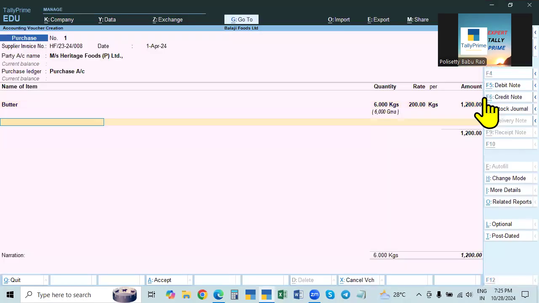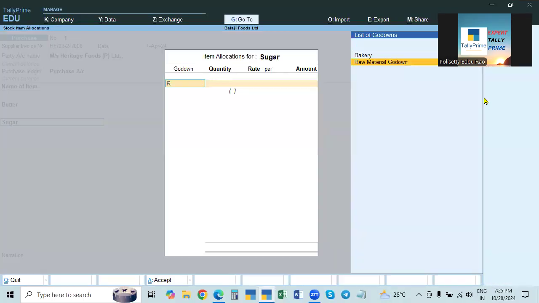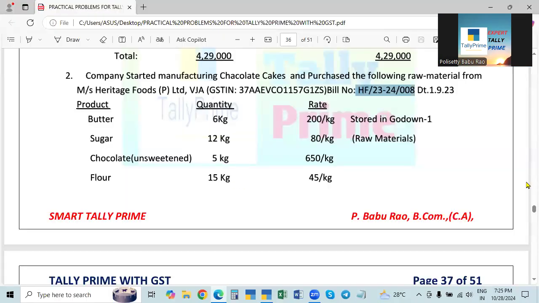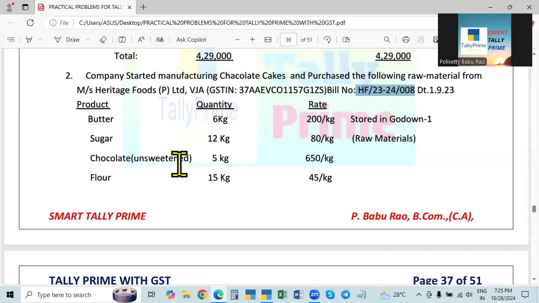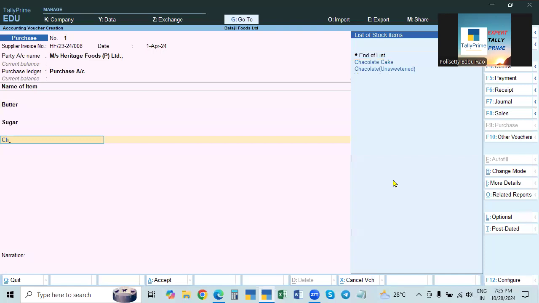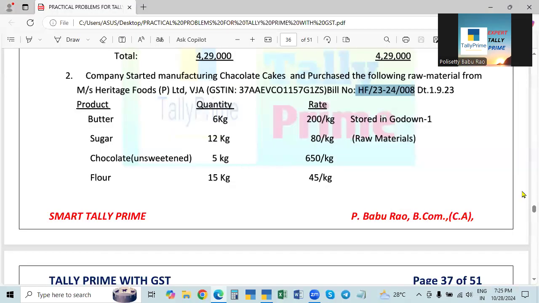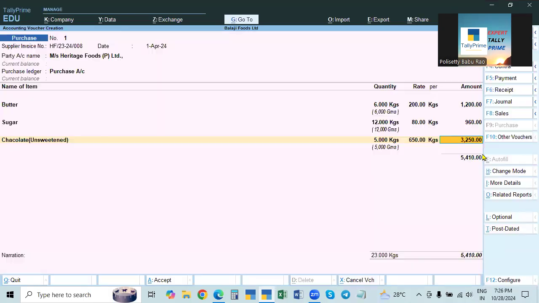Okay, next, the second one, sugar. If you take sugar, all are stored in raw material godown only. Just click R and the quantity is 12 kgs, 80 rupees per kg. See, 12 kgs is 12,000 grams. The next one is chocolate unsweetened, raw material godown only, and the quantity is 5 kg, 650 each kg. 5 kg is 5,000 grams. The alternate unit will be shown in brackets.